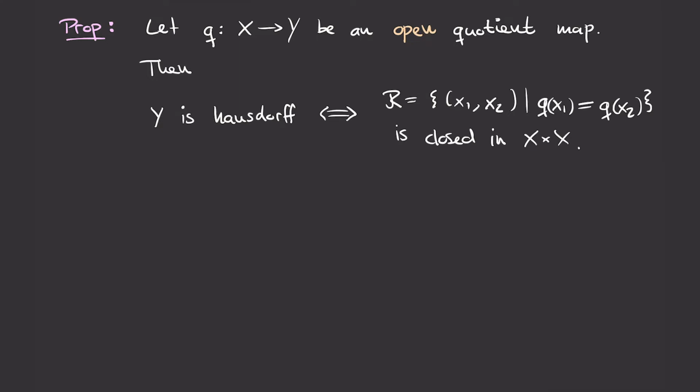Okay, let's try to prove this, starting with the left to right direction. For this, we suppose that Y is actually a Hausdorff space. And we're now required to show that this set R is a closed subset of the product X times X.